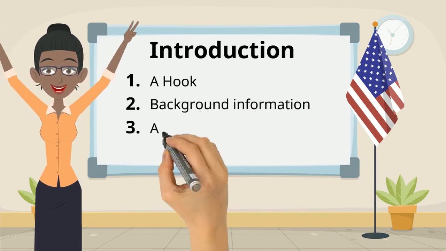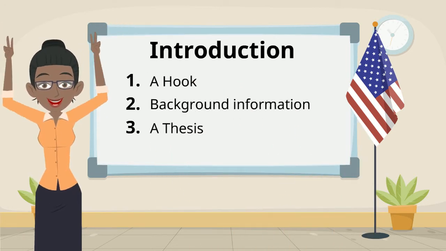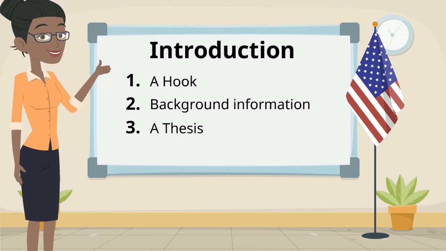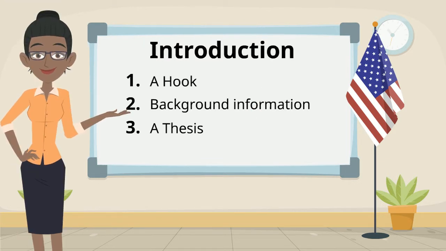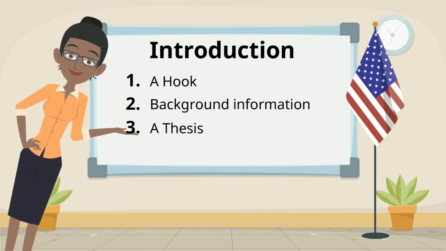A hook is like a fish hook, catching the reader and getting the reader to want to read the rest of the essay. The background information tells people what they need to know to be prepared to read the rest of the essay. And the thesis is like a topic sentence for the whole essay. Now that we have a plan for the introduction, let's add that to your outline.